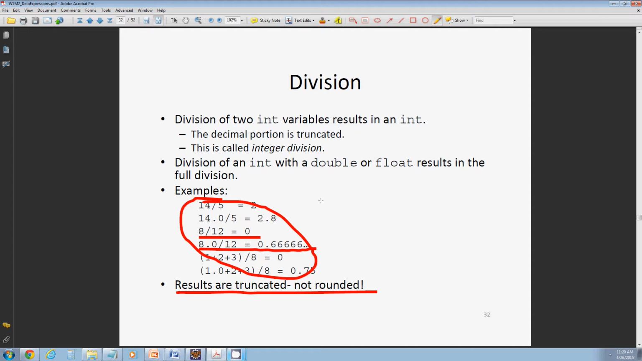Now, sometimes you want integer division. Sometimes you want just the whole number division answer. Most of the time, though, you're going to want to perform the correct mathematical division. And so what you need to do is perhaps multiply one of your operands by 1.0. That would convert it into a double, thus allowing you to perform double division or full mathematical division.